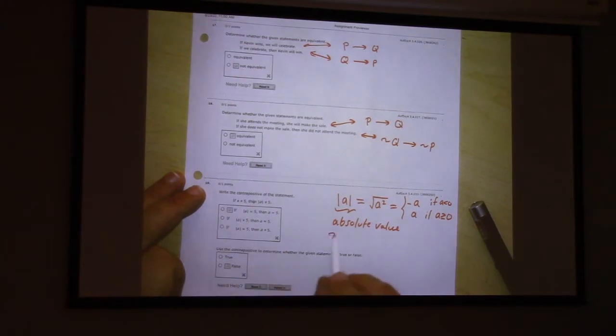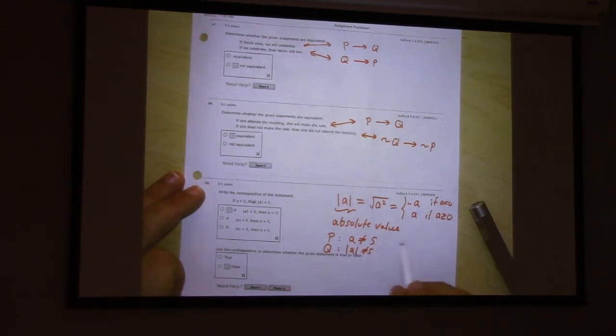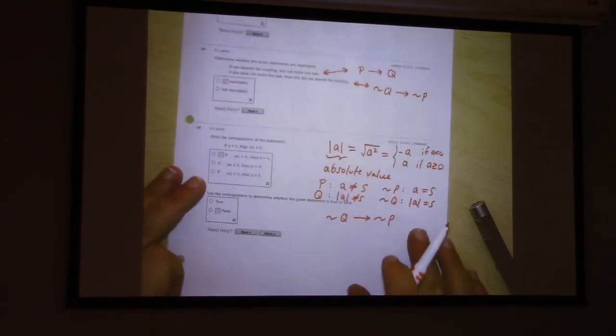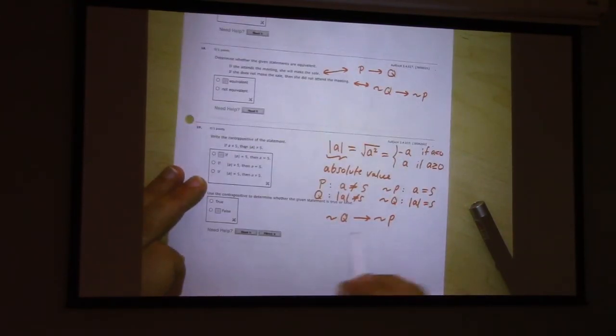So if we've got P is what? A not equal to 5, right? And Q is what? It's absolute value of A not equal to 5. That makes not P the statement A equals 5. And that makes not Q the statement absolute value of A equals 5. So again, not Q implies not P is the contrapositive, which in this case is absolute value of A equals 5 implies A equals 5, right?